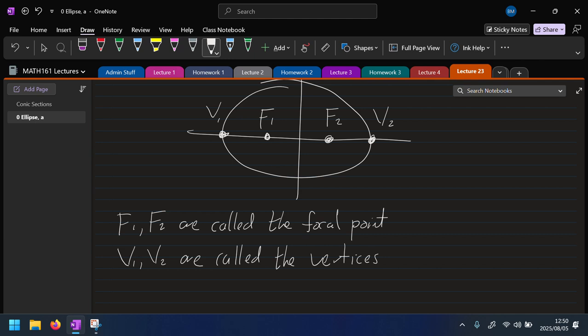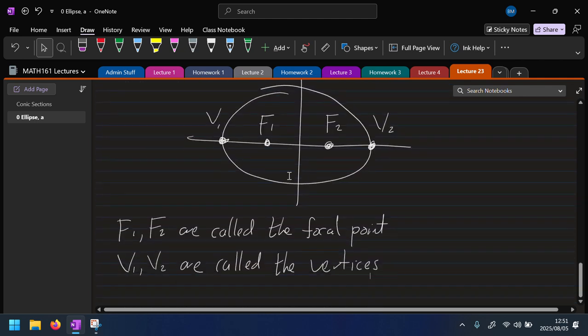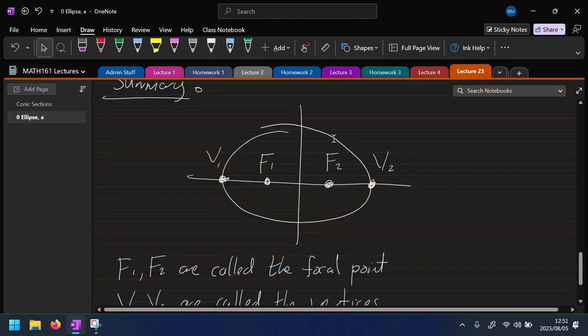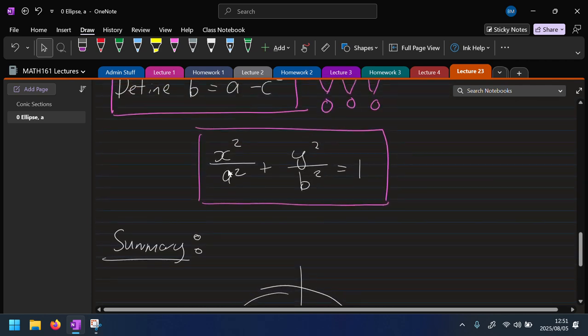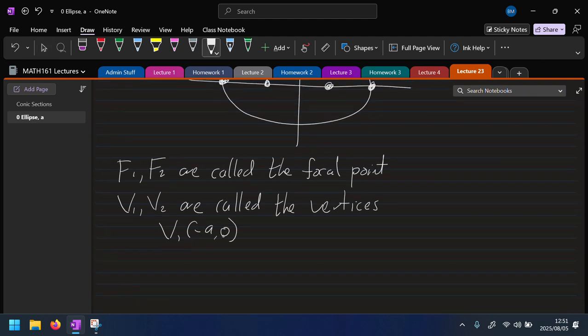Given this ellipse equation like this, we can find the vertices like so. So V1, if you call that the left one, that will be at minus a, 0, right? Where a is this a from here. So that will be at minus a, 0. So that's the left one. And then V2, if you call that the right one, that will be a, 0. So that's the plus one. Okay, so those are the vertices.